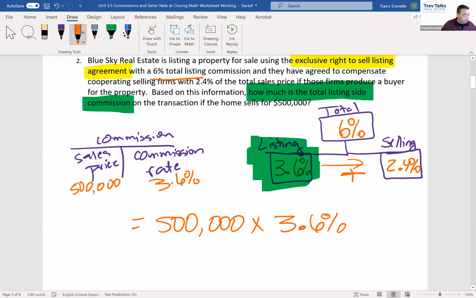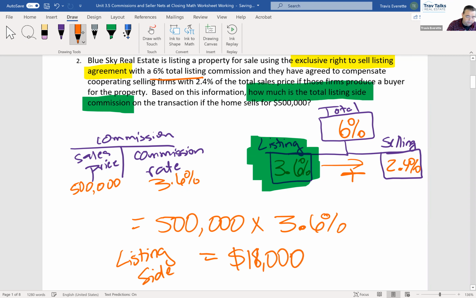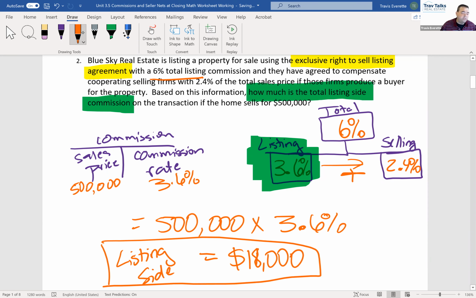So 500,000 times 3.6%, that equals a listing side, not a total commission, just the listing side of $18,000, which is what they wanted to know. They wanted to know the listing side. And of course, if they had wanted to know the selling side, we would have multiplied times 2.4% instead of times 3.6%. But they asked for the listing side, so that's what we give them.